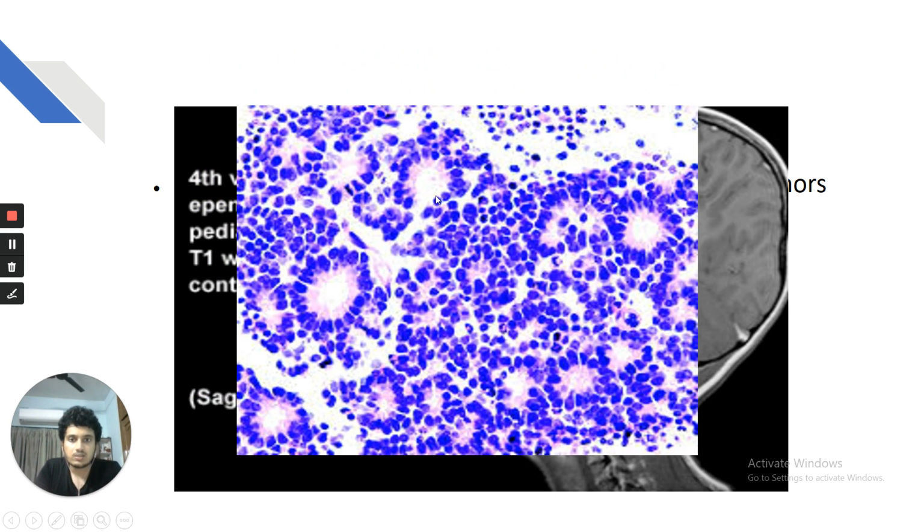So you can see the classical characteristic perivascular rosette. Again, have a look at the lumen, my dear friends. If the lumen is clear and empty, then it is ependymoma. So, if the lumen is clear and empty, then it is a true rosette. False rosettes are the rosettes which are filled with fibrillary tangles. The false rosettes are Homer Wright rosette and Flexner-Wintersteiner rosette.